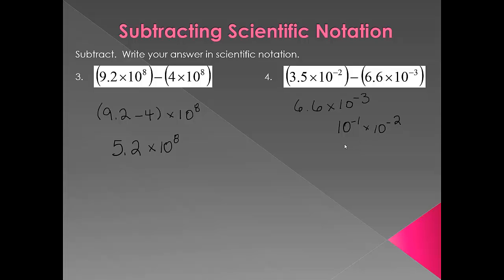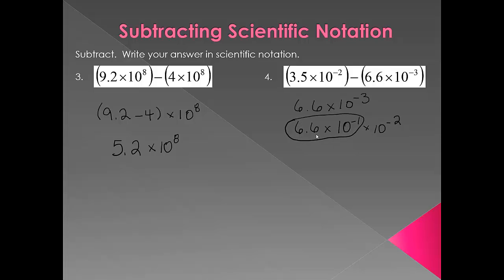My product of powers property tells me that I will add my exponents. So I will add -1 plus -2. And that would give me -3, and that's what I had in my original part of my problem. So what I have is 6 and 6/10 times 10 to the negative first power times 10 to the negative second power. I just want 10 to the negative second power, so I'm going to go ahead and simplify this part of my problem.